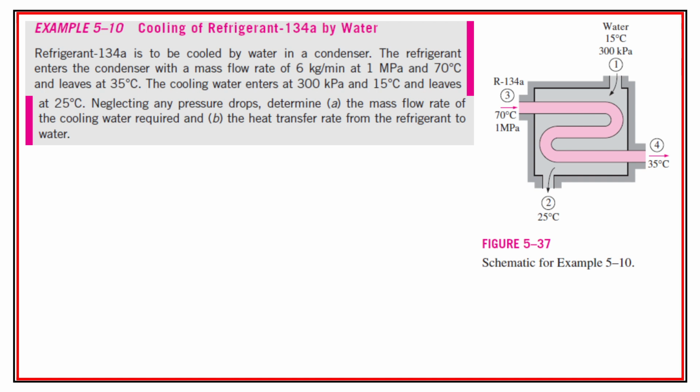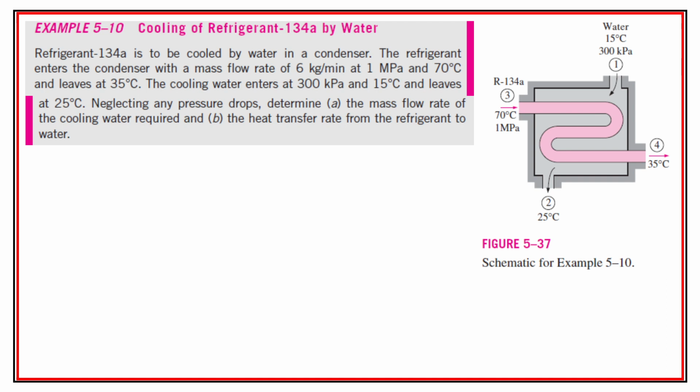And we have refrigerant 134a. It's cooled with water in a condenser. The refrigerant enters the condenser with a mass flow of 6 kilograms per minute at 1 megapascal, 70 degrees Celsius, and it leaves at 35 degrees Celsius. I'm assuming that the pressure is pretty close to being the same in and out. The cooling water enters at 300 kilopascals and 15 degrees Celsius and leaves at 25 degrees Celsius. It too probably has about the same pressure, neglecting any pressure drops. Well, that's what I just guessed.